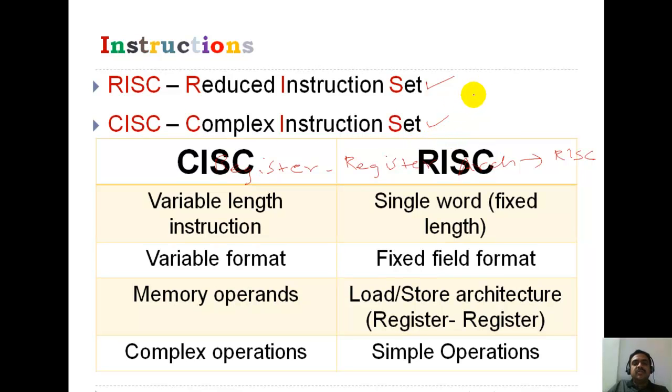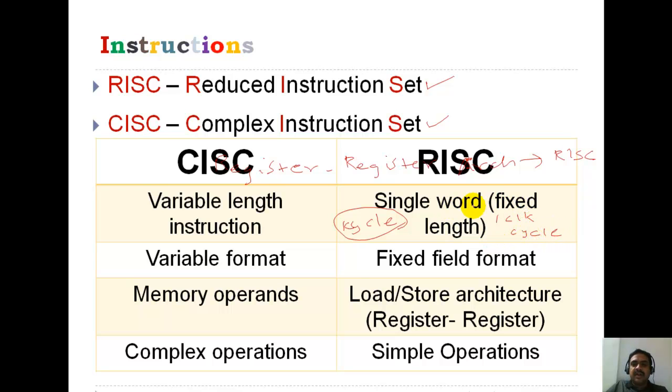Now, in CISC, most of the instructions are variable length instructions, whereas in RISC, it's a single word or fixed length. Now, the advantage of the single word or fixed length is that most of the instructions can be run in one cycle itself. Okay, the advantage of having RISC is that most of the instructions can be run in one clock cycle itself.